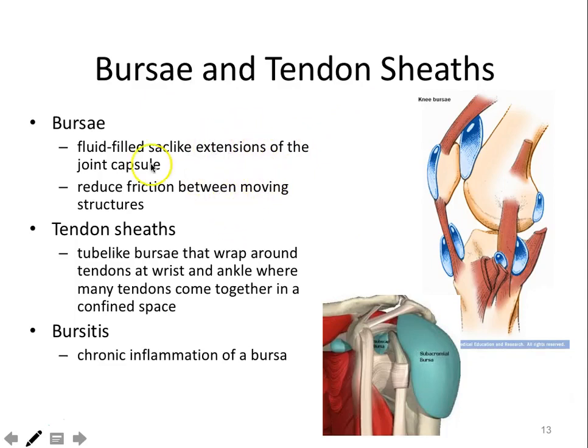Really, it's just the shape that distinguishes a bursa from a tendon sheath. A bursa is, like I mentioned, a small beanbag-like fluid-filled sac, and a tendon sheath is a tube-like bursa that wraps around tendons. Particularly, you find them in the wrist and the ankle, where a lot of tendons come together in a small space. You may have heard of bursitis, or someone you know may have had it. Whenever we say itis, that ending means inflammation. So in this case, it's inflammation of the bursa.